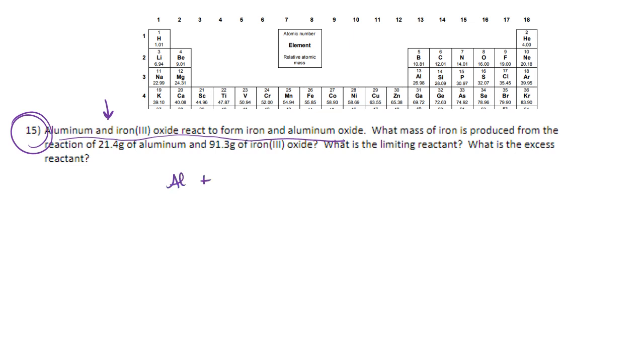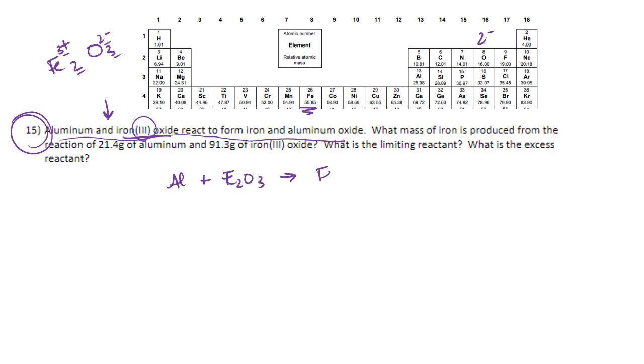Aluminum and iron 3 oxide. That Roman numeral 3 tells us that that transition metal iron has a charge in oxidation state of +3. Oxygen here is going to have a charge of -2. To balance out those charges, I need a 2 and a 3 because 3 times 2 is 6 and 2 times 3 is also 6. The formula for iron 3 oxide is Fe2O3.